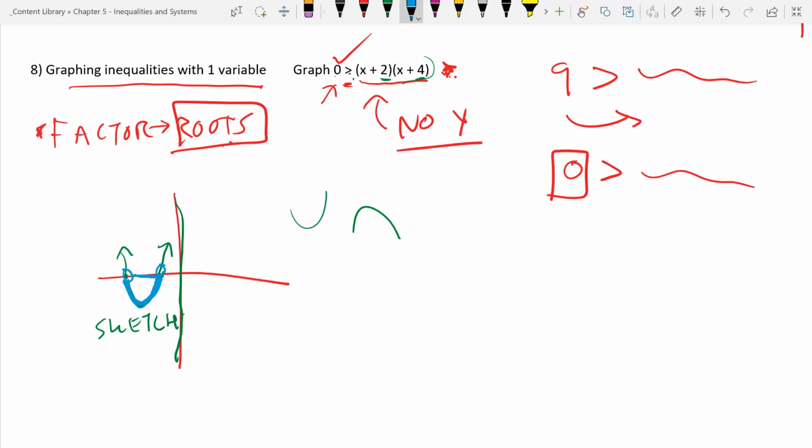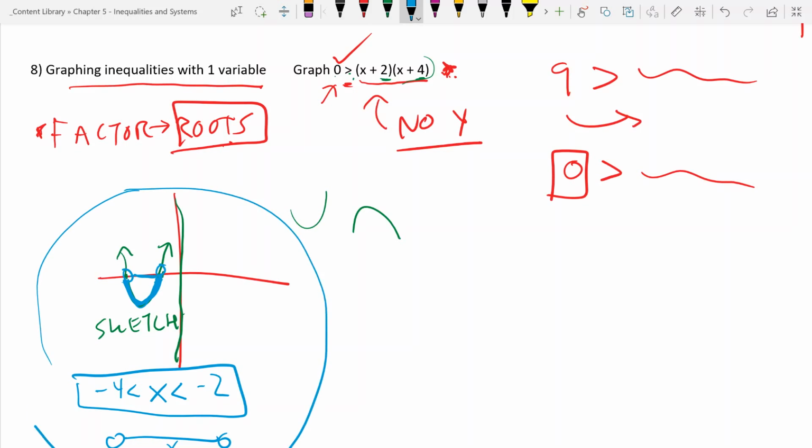So our answer is going to be, well, we want to find an x value that's in between -2 and -4. So that's our answer. If you want to do it in a number line, which is totally fine, it's going to be like this: -2, -4, x is in the middle, like that. This is one of the types of solutions.